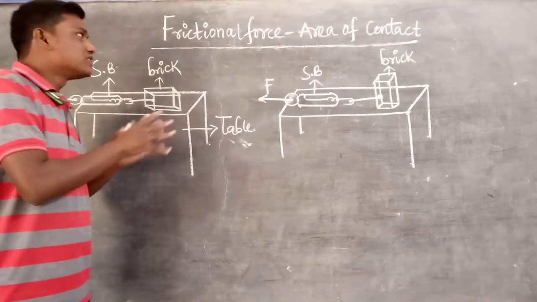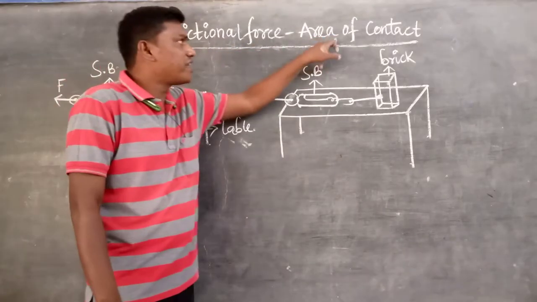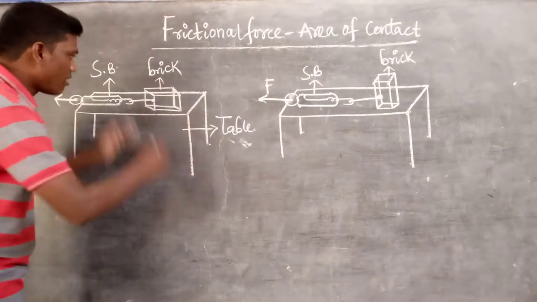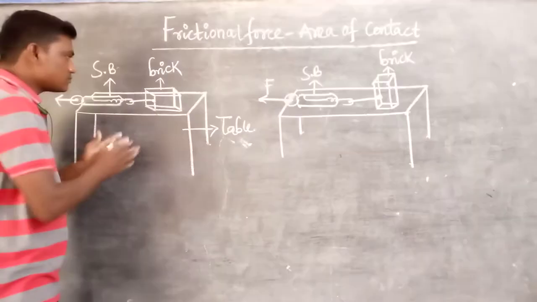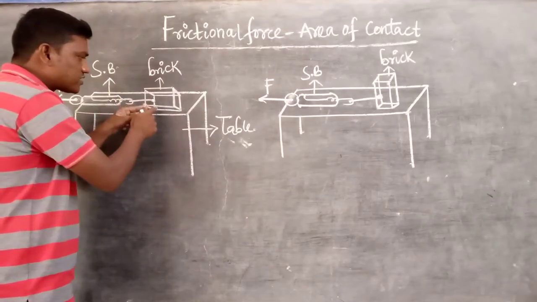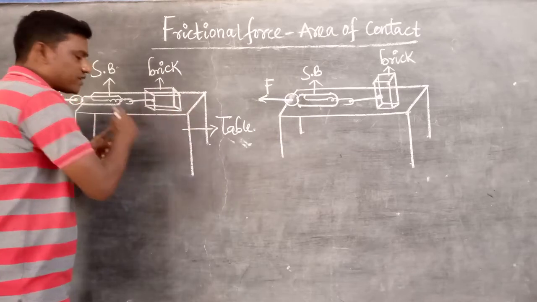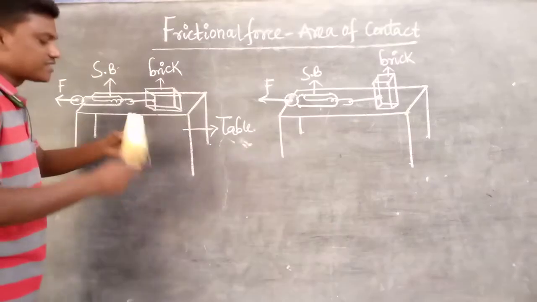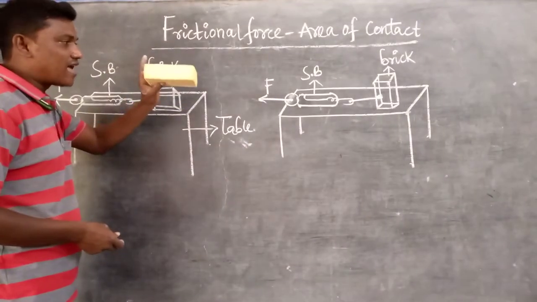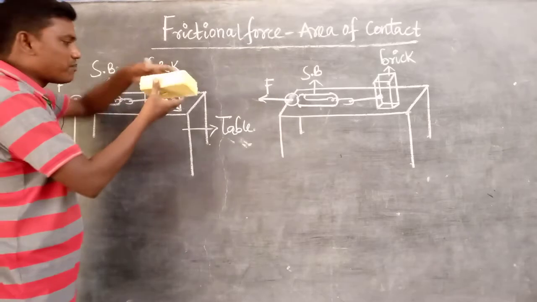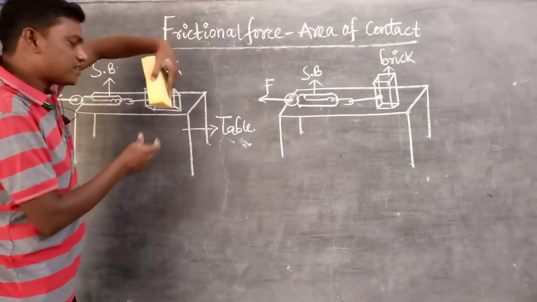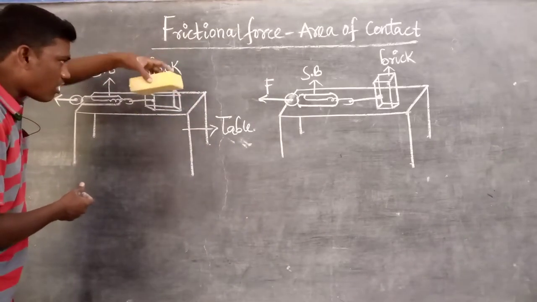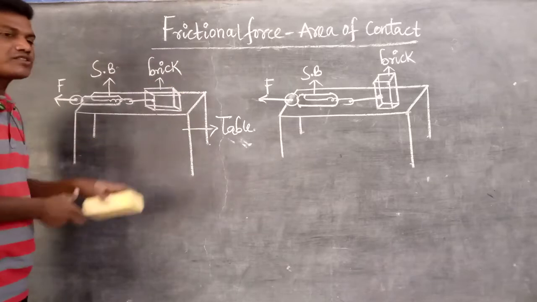Now, how can we prove the relation between frictional force and area of contact with the help of this experiment? First of all, we take a brick. The brick is placed horizontally on the surface of the table. Initially, for example, this duster we can say is a brick. In the brick, this side is horizontal and this side is vertical. Initially, after taking a brick, it is placed horizontally on the surface of the table.